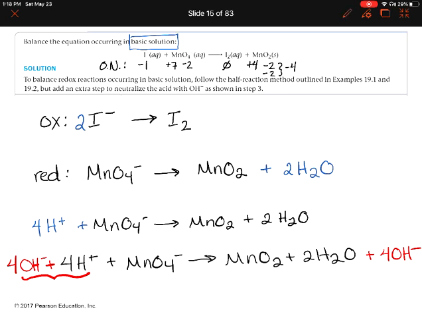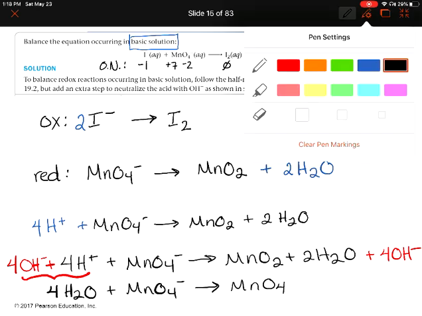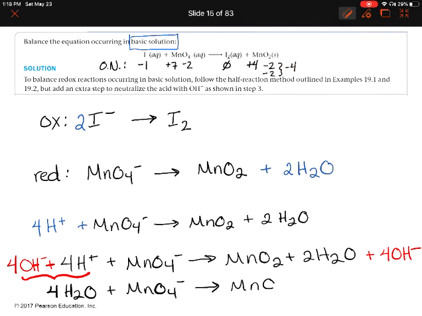Okay, so now what we have is 4 H2O coming from the hydroxides and hydrogens on the left, plus permanganate, and then that becomes manganese 4 oxide. That's a 2, not a 4. It's hard to talk and write at the same time. All right, and then we have 2 water molecules and 4 hydroxide ions. Whew, okay, so that's our full reduction half reaction.